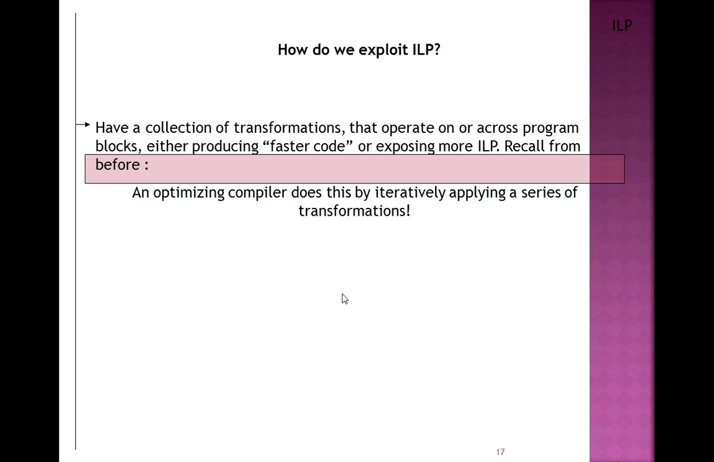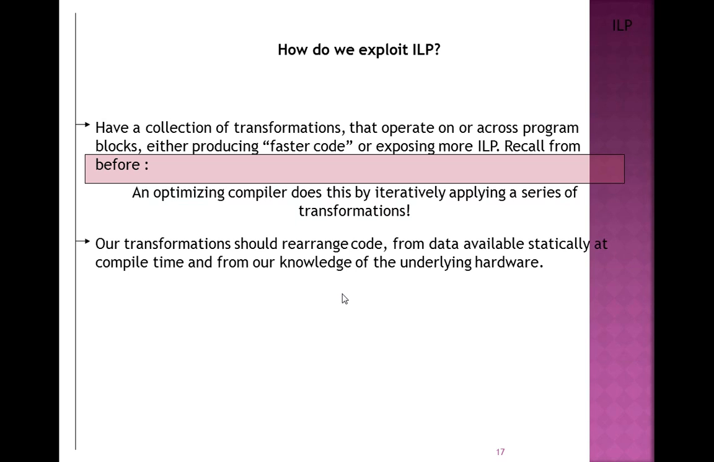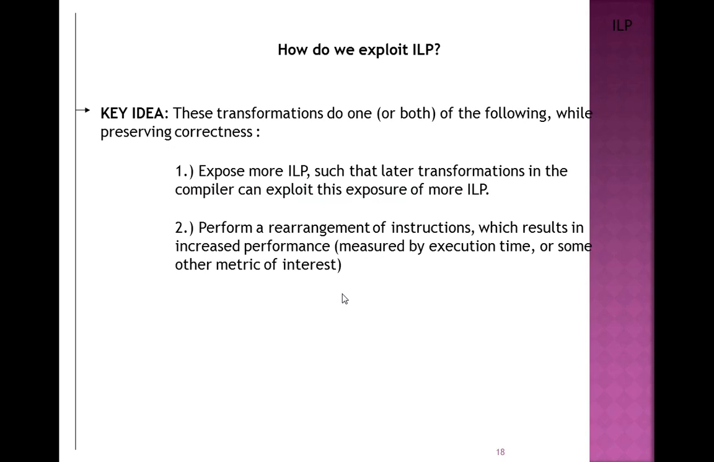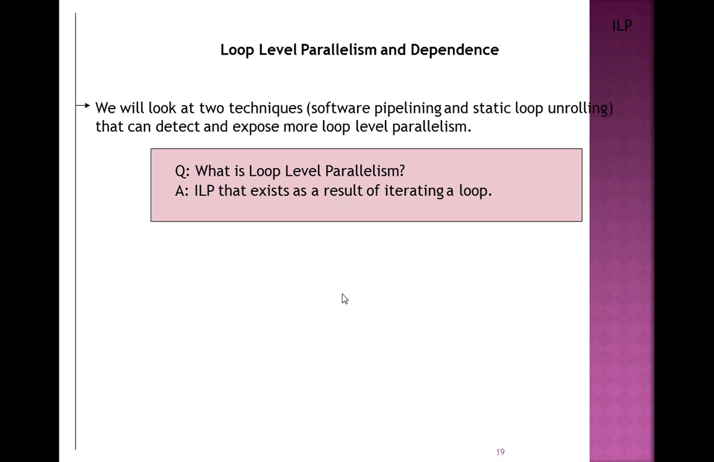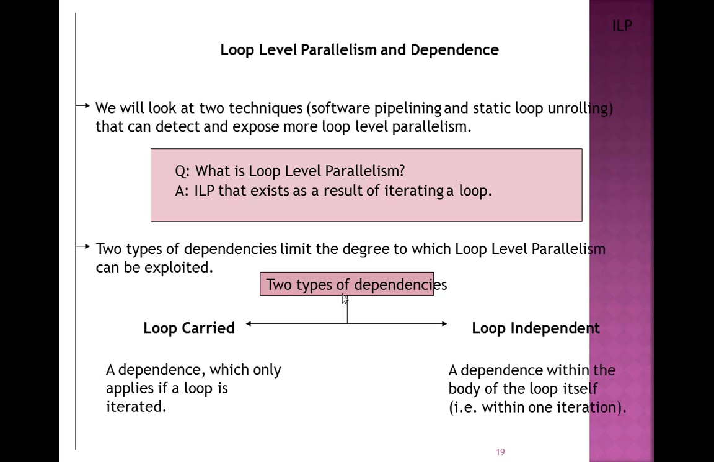Before we use it, that is optimizing, the compiler does this by iteratively applying a series of transformations. A transformation should rearrange the code based on data availability at compile time or at runtime. Then what are the transformations? What are the key ideas? Expose more ILP so that the later transformation can exploit the exposed ILP. Then what is loop level parallelism? That is ILP that exists as a result of iterating a loop, known as loop level parallelism.